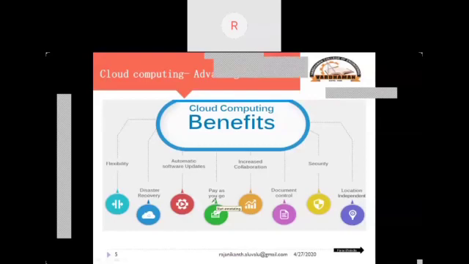All the distributed data centers of the cloud service provider available across the globe can be used by the subscriber for storing his data, irrespective of the geolocation. So these are the major cloud computing benefits which we get when we migrate onto the cloud. Moving on.